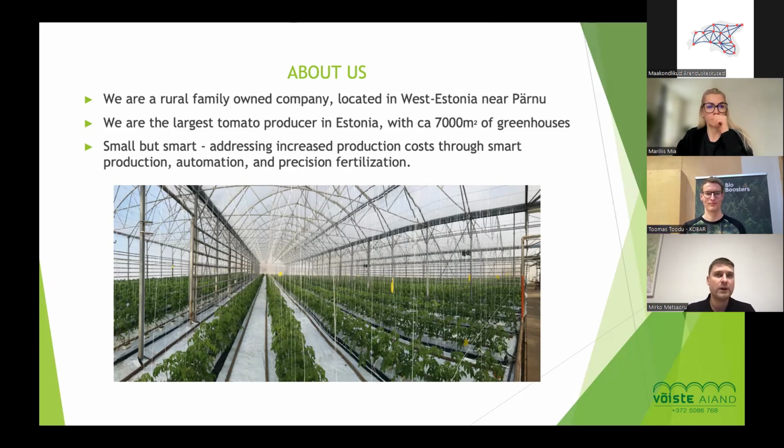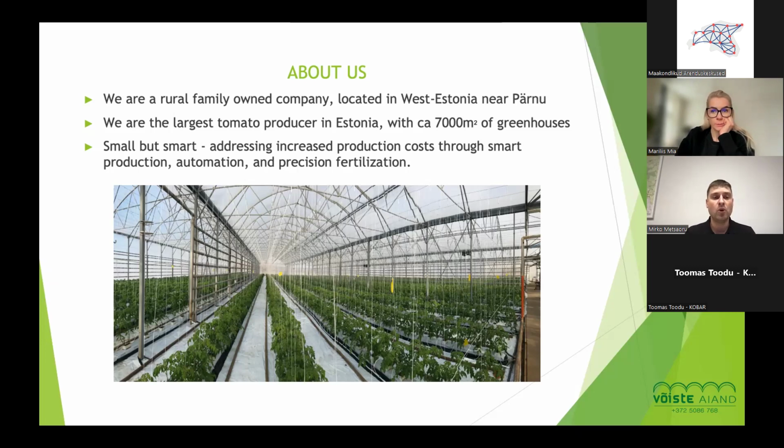What we are aiming to do at the moment is to be small but smart, because all the production costs have increased considerably during the years, especially during the last 2-3 years. So what we have to do is invest more in automation and be more precise with fertilization, giving water, heating the greenhouses, and so on. And what we want to do is grow more in less area and use fewer inputs like fertilizers and water.